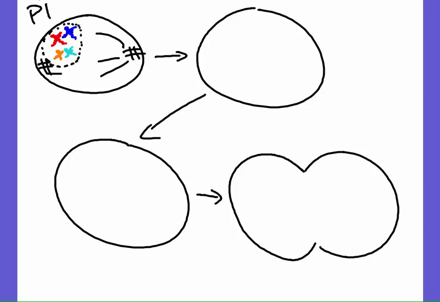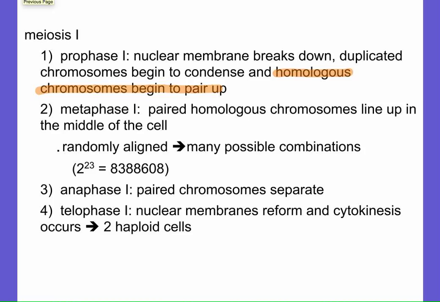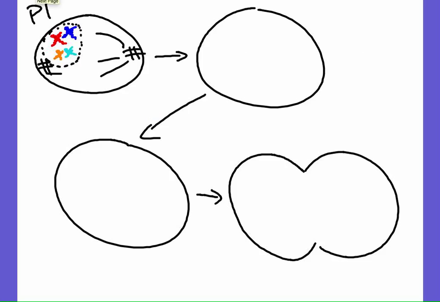So again, if you don't get this all at once, it's okay. We can get caught up, plus this is recorded for later. So the first difference, homologous chromosomes begin to pair up. Metaphase 1, going to look different than it did before because I have paired homologous chromosomes that are going to line up in the middle of the cell. So instead of having all of the individual chromosomes lined up in the middle here, I have pairs lined up.